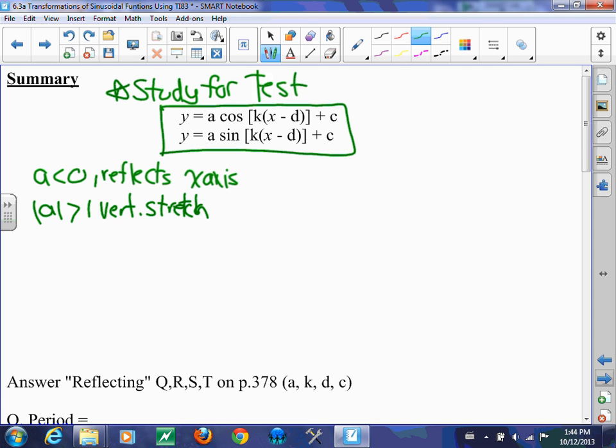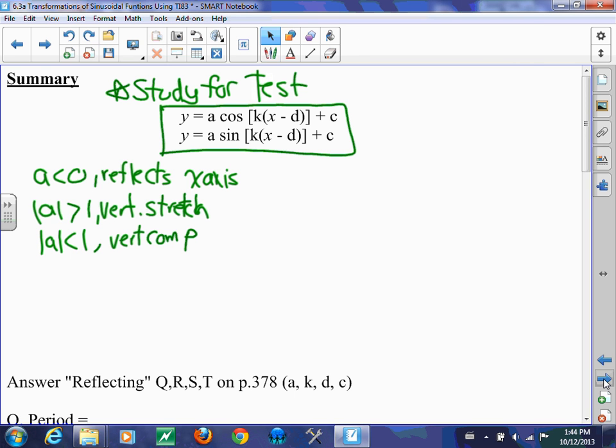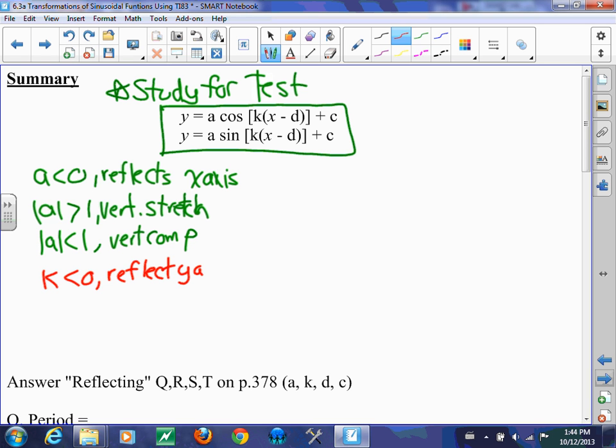Okay, if the absolute value of A is less than 1, we know we've got a vertical compression. Okay, so that's A. The other letter that causes us some confusion as well is the K. So if K is less than 0, it reflects the y-axis. Okay, if the absolute value of K is greater than 0, you're going to have a horizontal compression.